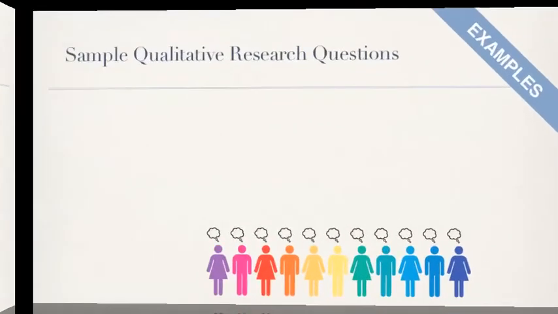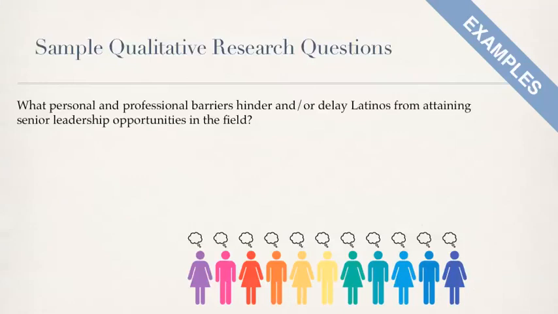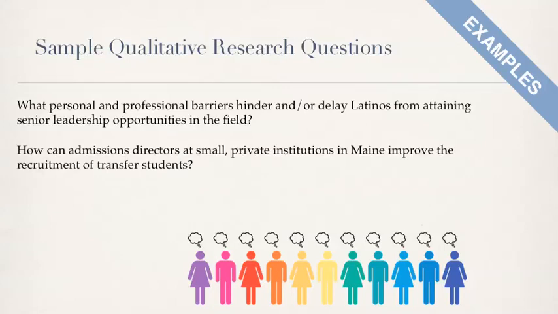So let me give you some sample research questions to make that a little bit more clear and understandable. Here are a few of them. And these were used in actual capstone projects. What personal and professional barriers hinder and or delay Latinos from attaining senior leadership opportunities in the field? How can admissions directors at small private institutions in Maine improve the recruitment of transfer students? And you see the how there? Then qualitative research methods will likely be used.